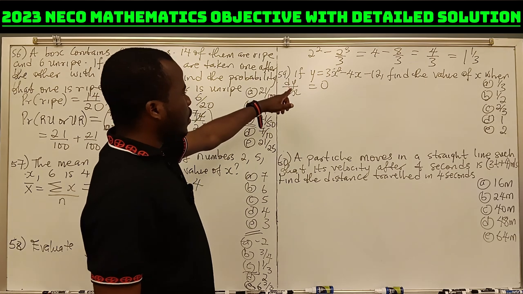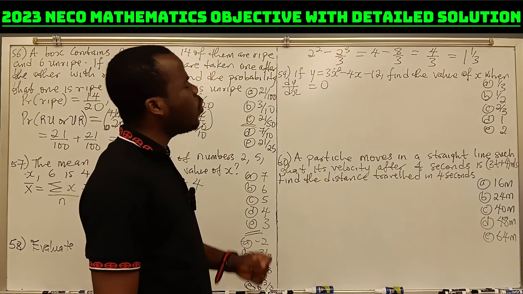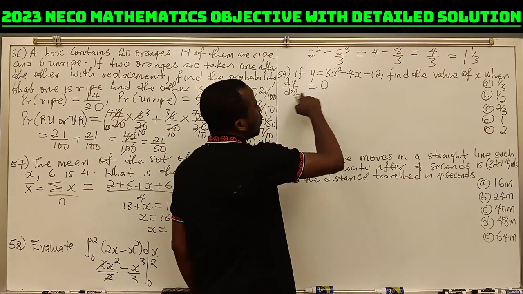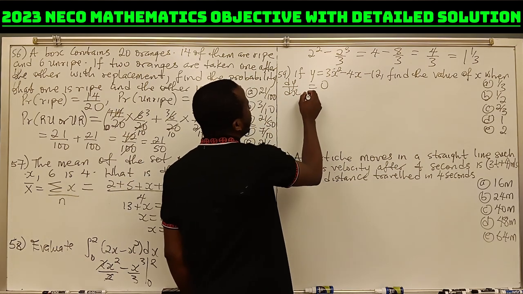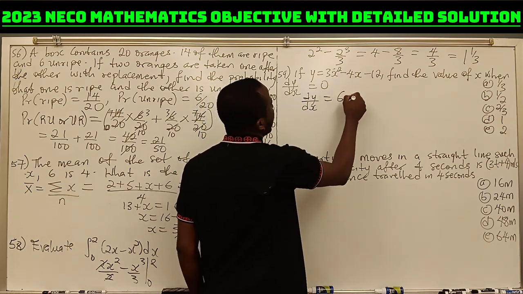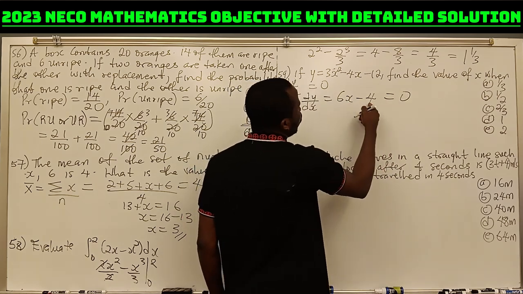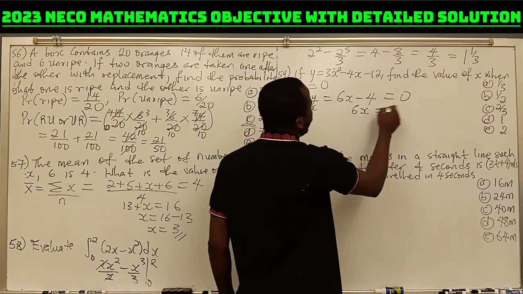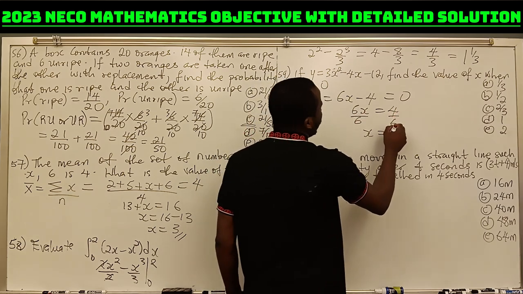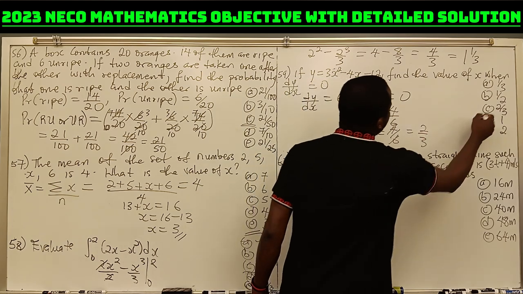Next question says, if y is 3x squared minus 4x minus 12, find the value of x when dy/dx is 0. To find the value of x when dy/dx is 0, let's find dy/dx. dy/dx will be 6x minus 4 equals 0. We equate this to 0. So if we add 4 to both sides, we have 6x equals 4. Divide by 6, divide by 6. x will be 4 over 6 and can go 2 over 3, which is C.